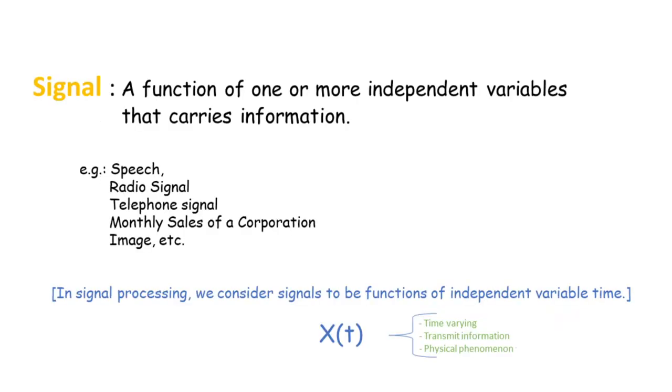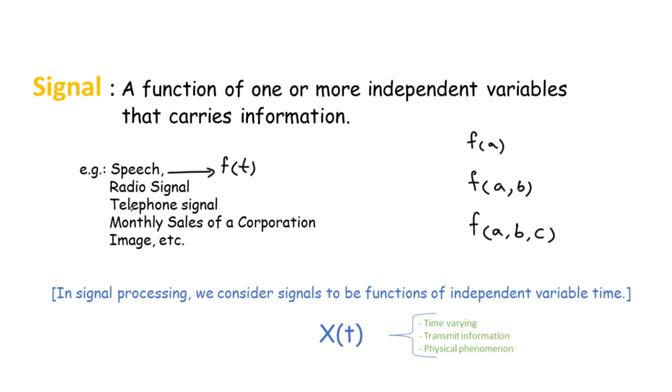Signal is a function of one or more independent variables that carries information. For example, it could be a function of independent variable A, or a function of independent variables A and B, or f of A, B, and C. All these functions of independent variables are called signals. For example, a speech is a signal and it is a function of time.